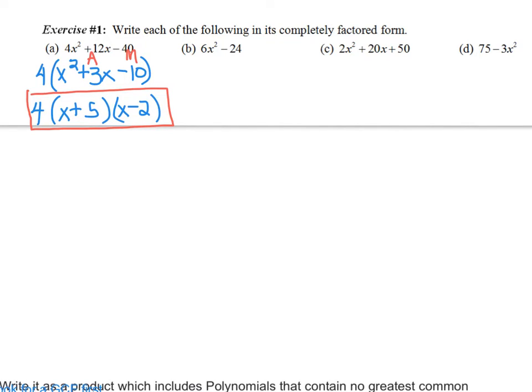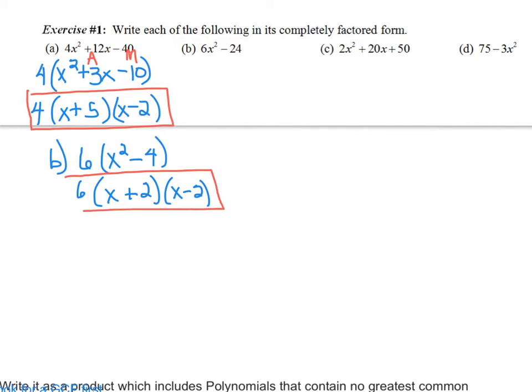Let's try part B. For B, I'm just going to write it down here where I have more room. I am starting with 6x squared minus 24. So I see that there's a GCF, a greatest common factor of 6. Factor that out, and that will leave me with x squared minus 4. But x squared minus 4 is the difference of two perfect squares, so I'm going to factor that as x plus 2 times x minus 2. And again, when I look at my answer, I see that there are no polynomials that can be factored any further, so that's my final answer.